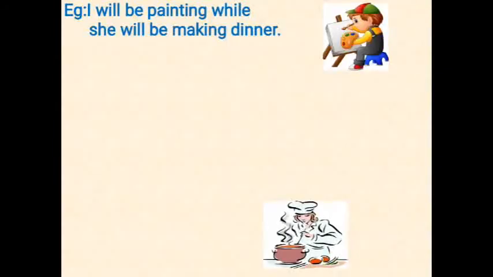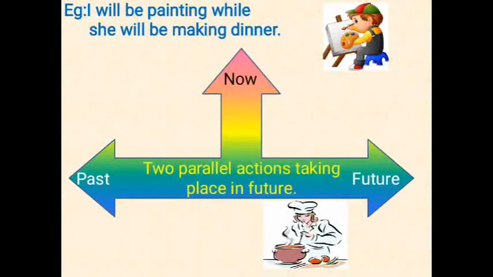Now we'll talk about the third example. I will be painting while she will be making dinner. The example is, I will be painting while she will be making dinner. Now, let's look at the timeline. We use the future continuous tense when we talk about two parallel actions taking place in the future.